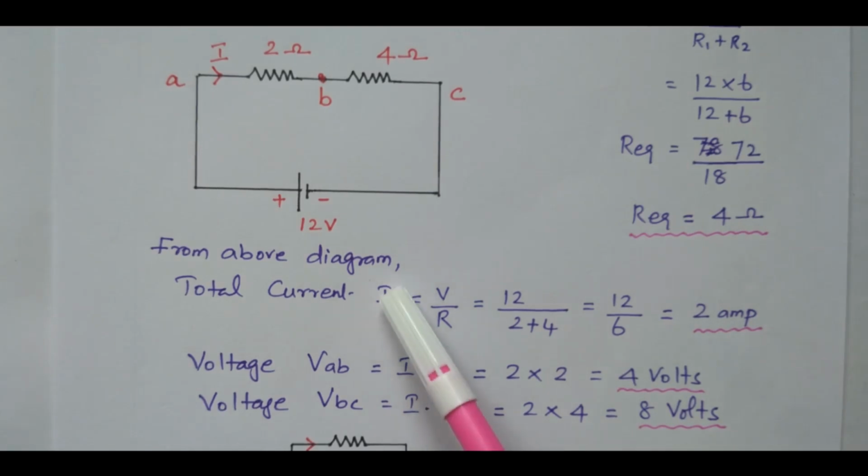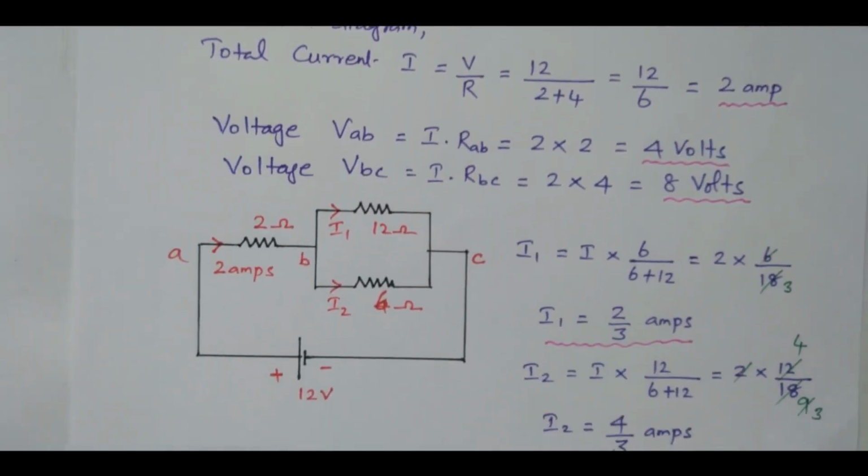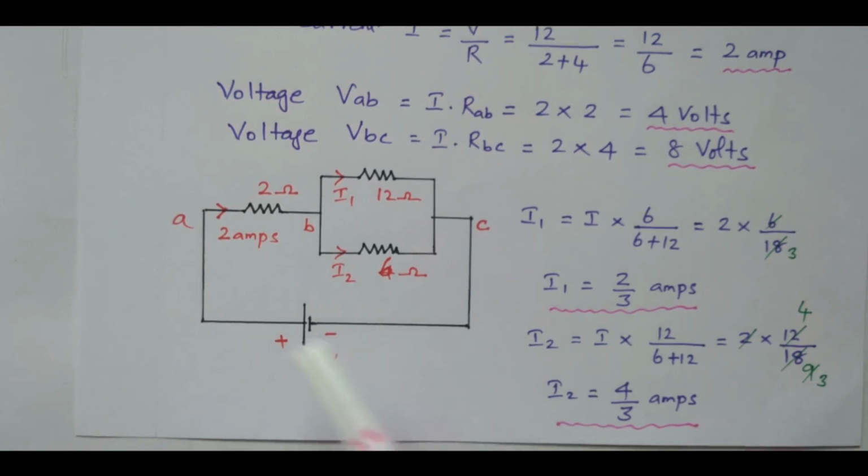Now the total current is calculated. The voltage drop across AB and the voltage drop across BC are also calculated. Now we need to find I1 and I2, the current flowing through the 12 ohm and 6 ohm resistors. So this diagram is drawn again. This is the diagram we discussed earlier. 12 volts is applied, and we calculated the total current as 2 amperes. This 2 ohm and the 12 ohm and 6 ohm parallel combination is available. Now the current is divided into I1 and I2.